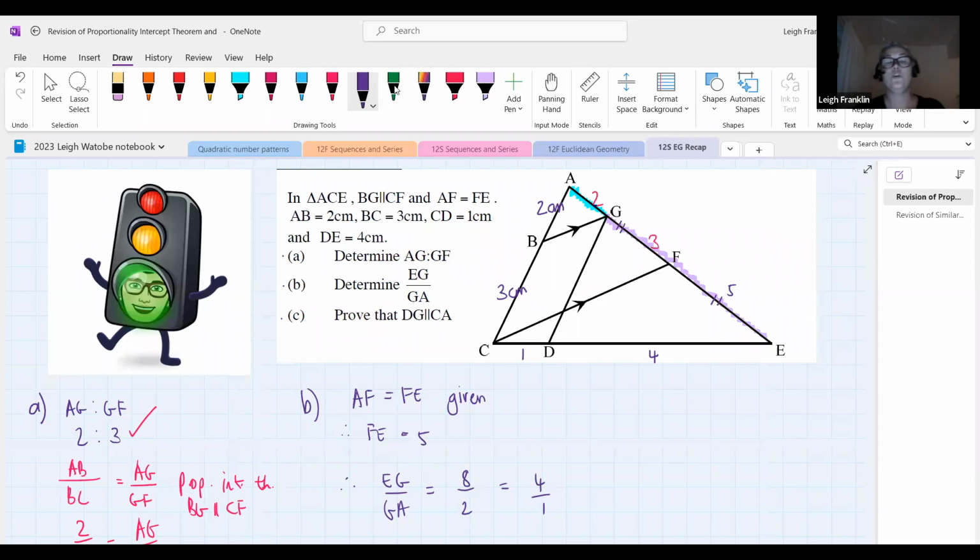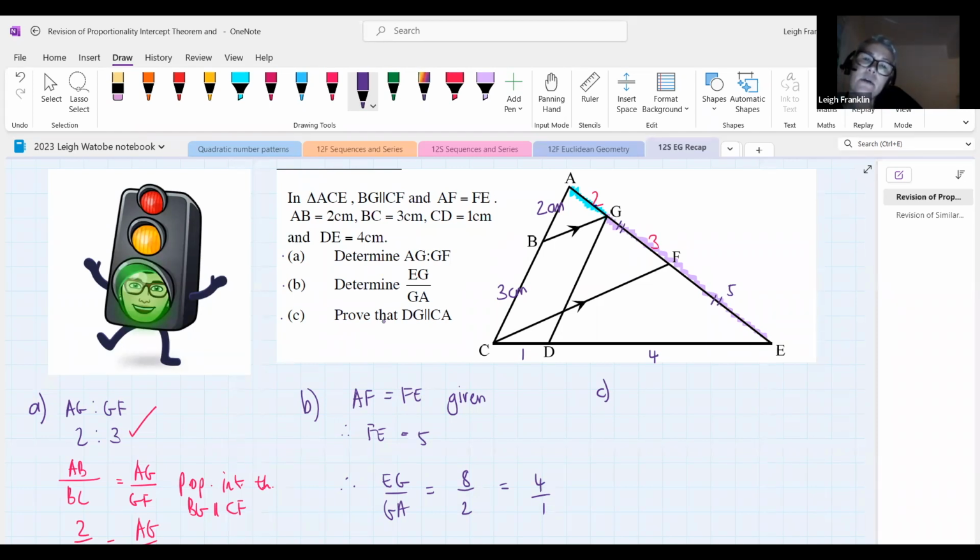Ria, I see you've got a question, or unless you want to share your answer for C with us, Ria? Ma'am, I want to share my answer for C. Beautiful, go for it. The thing is, with C, I noticed that AB plus BC equals 5, and CD plus DE equals... You noticed that AB plus BC equals 5, and you noticed that?